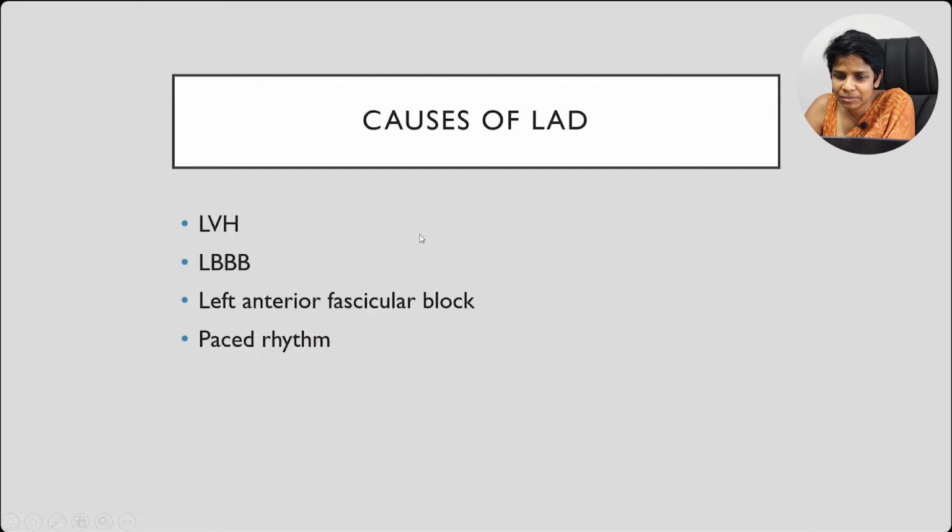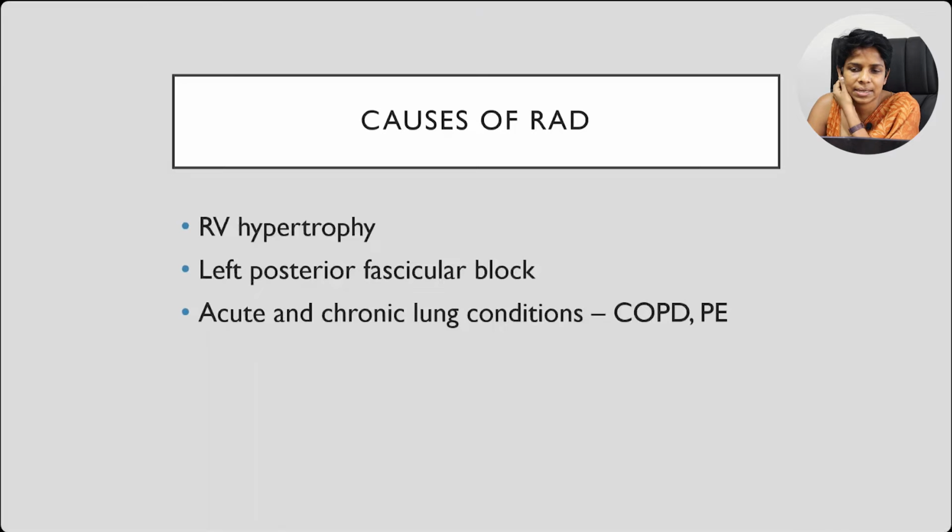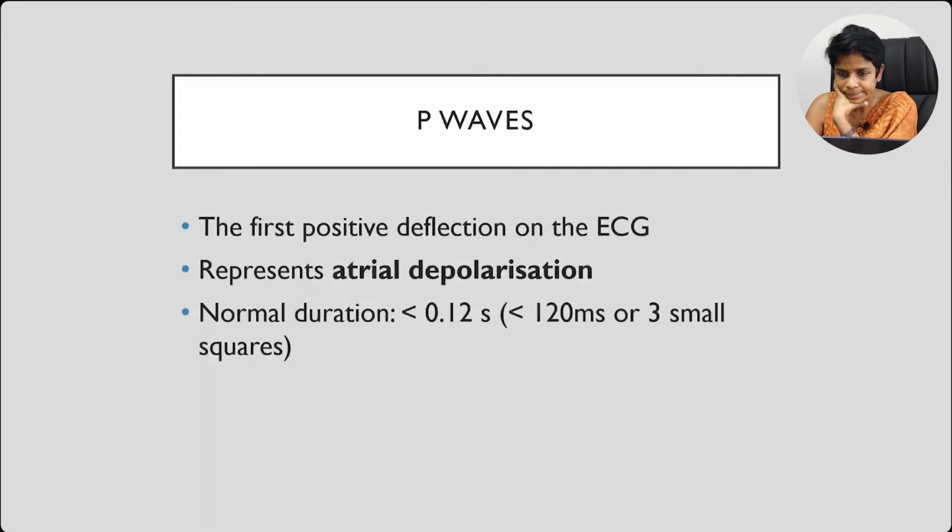I would like to give a few examples of left axis deviation. For example, left ventricular hypertrophy, left bundle branch block, left anterior fascicular block, and paced rhythm. Likewise, right axis deviation can occur in right ventricular hypertrophy, left posterior fascicular block, and in lung conditions like COPD or pulmonary embolism.